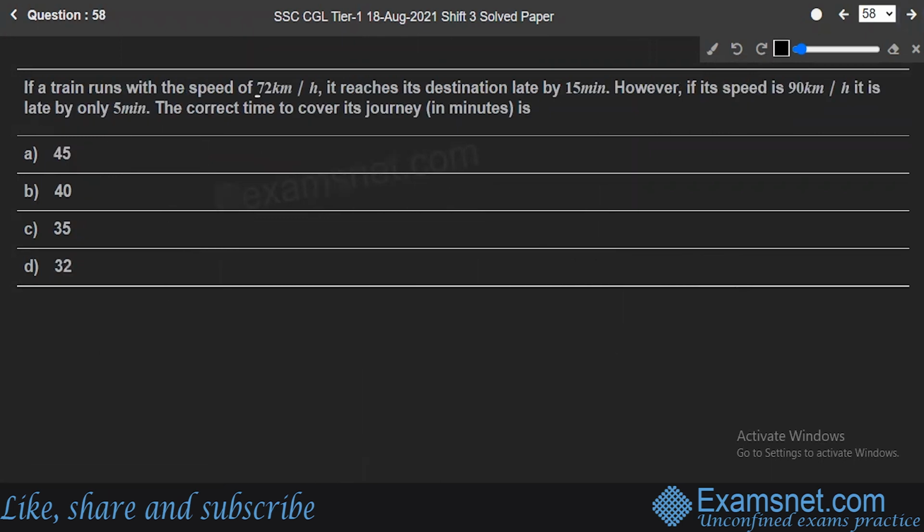If a train runs with a speed of 72 kilometers per hour, it reaches its destination late by 15 minutes. However, if the speed is 90 kilometers per hour, then it's late only by 5 minutes. The correct time to cover the journey is, well, the formula we'll use in this question is, of course, time is equal to distance upon speed. Now, according to the question, first of all, let distance be equal to x, and I'm assuming the time taken is equal to t.